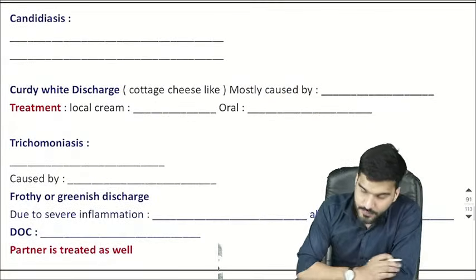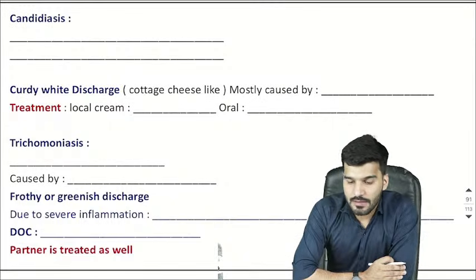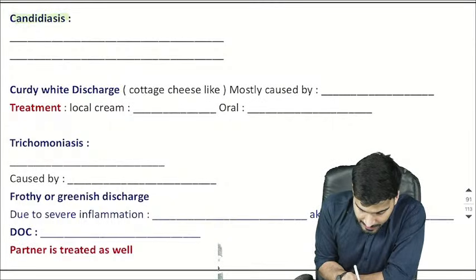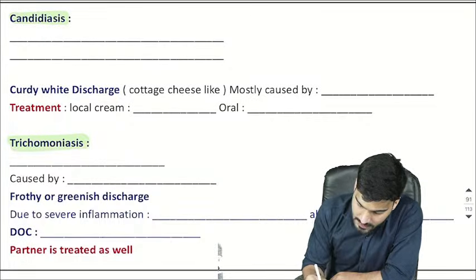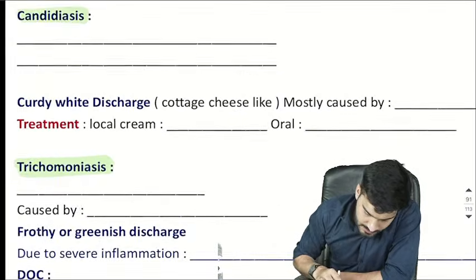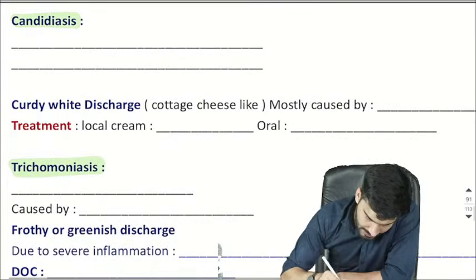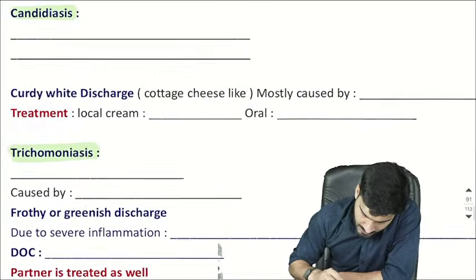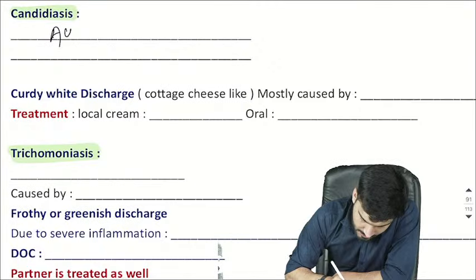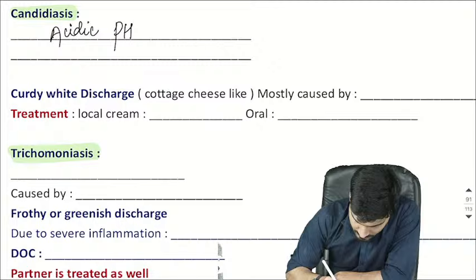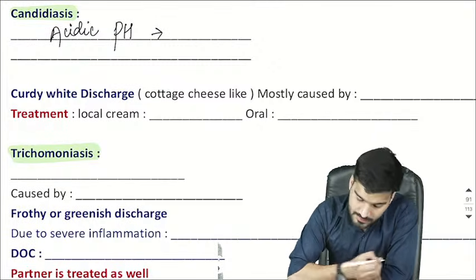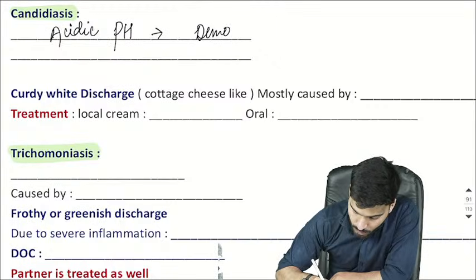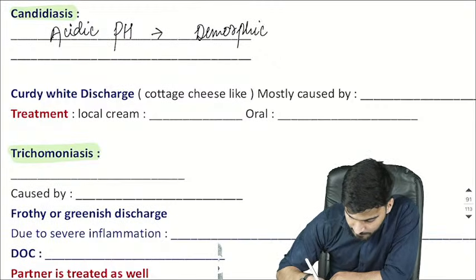Now let's talk about the different types of vaginitis. The first one that we are going to discuss is candidiasis. Remember, it is caused by Candida albicans, and the pH is acidic. Candida albicans is a fungus, a dimorphic fungus.